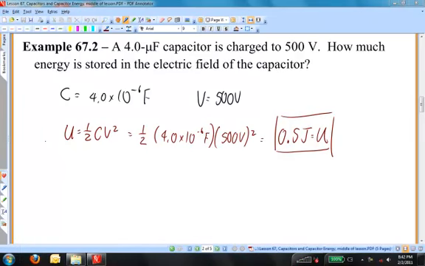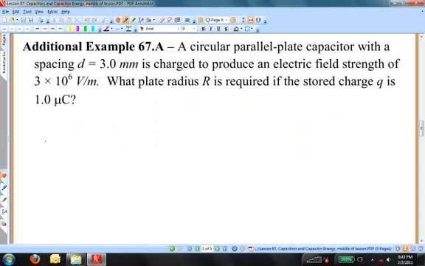Now, of course, the problems are going to become more difficult, and so as a preview of coming attractions, I've selected 3 numerical problems from other texts to illustrate what you're likely to see. Let's give each of them a try. Here's the first one. A circular parallel plate capacitor with a spacing of D equals 3.0 millimeters is charged to produce an electric field of strength 3 times 10 to the 6 volts per meter. What plate radius R is required if the stored charge Q is 1.0 microcoulombs?